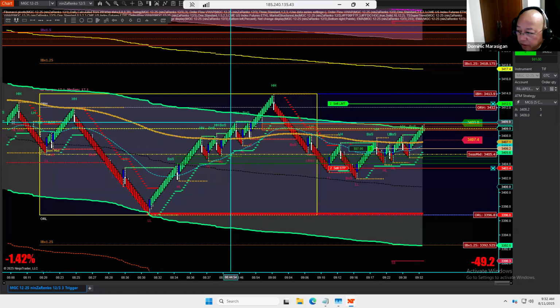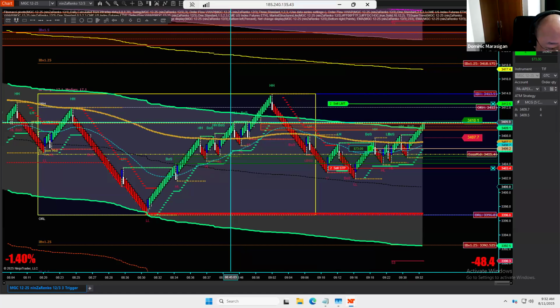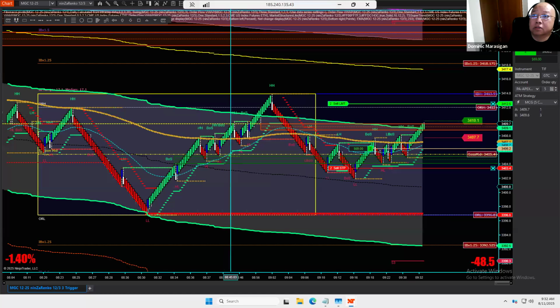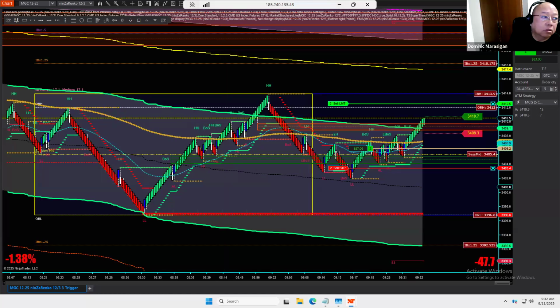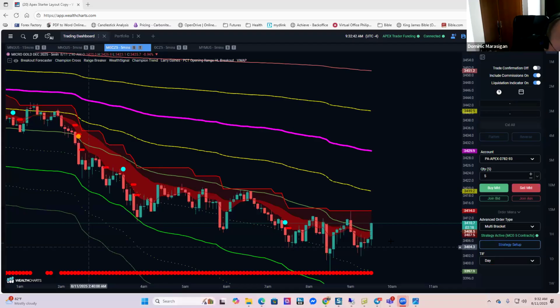On my Ninja Trader, but on the wealth charts, we have how many more minutes? Around 2.5 minutes left on that bar, but it looks like it's going to close above that cloud. So you want to watch where that bar closes first, right? So let's go back to the wealth charts. Right now we have a little over 2 minutes. And now we're definitely above, but you want to wait for the close first before you enter.